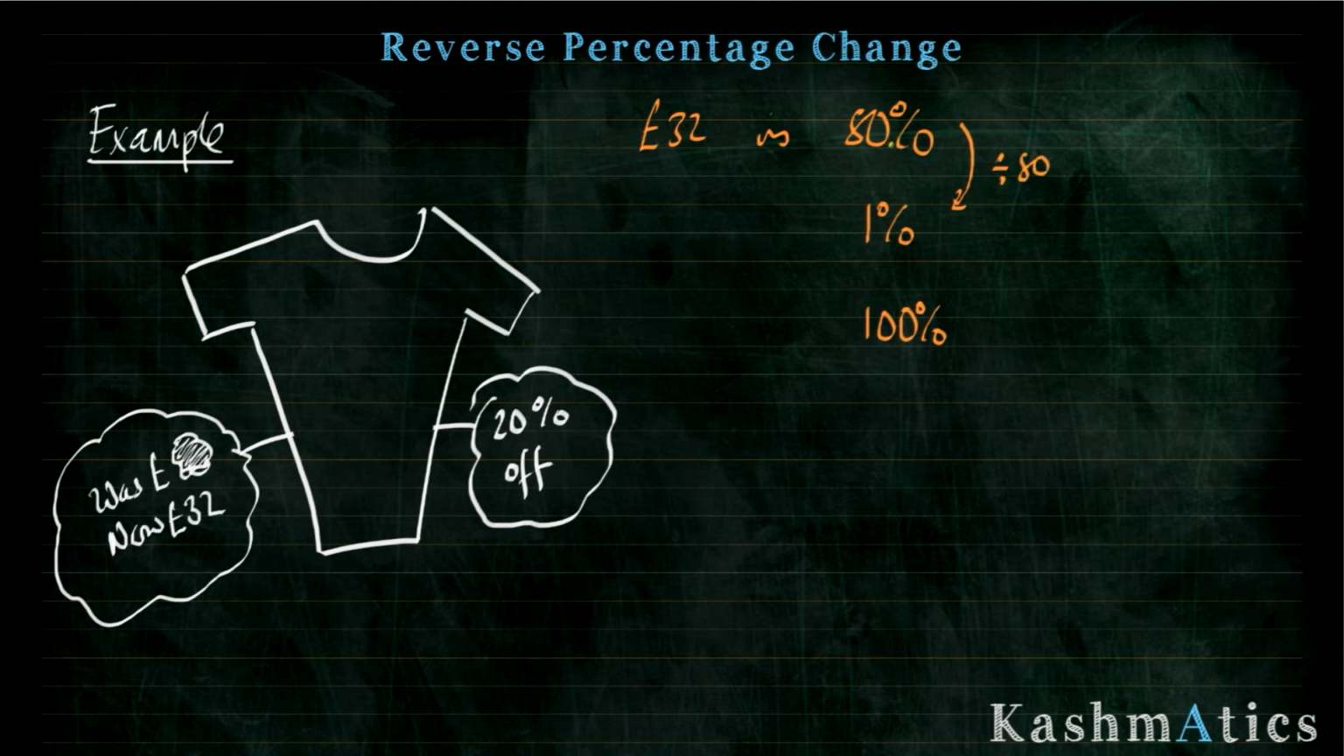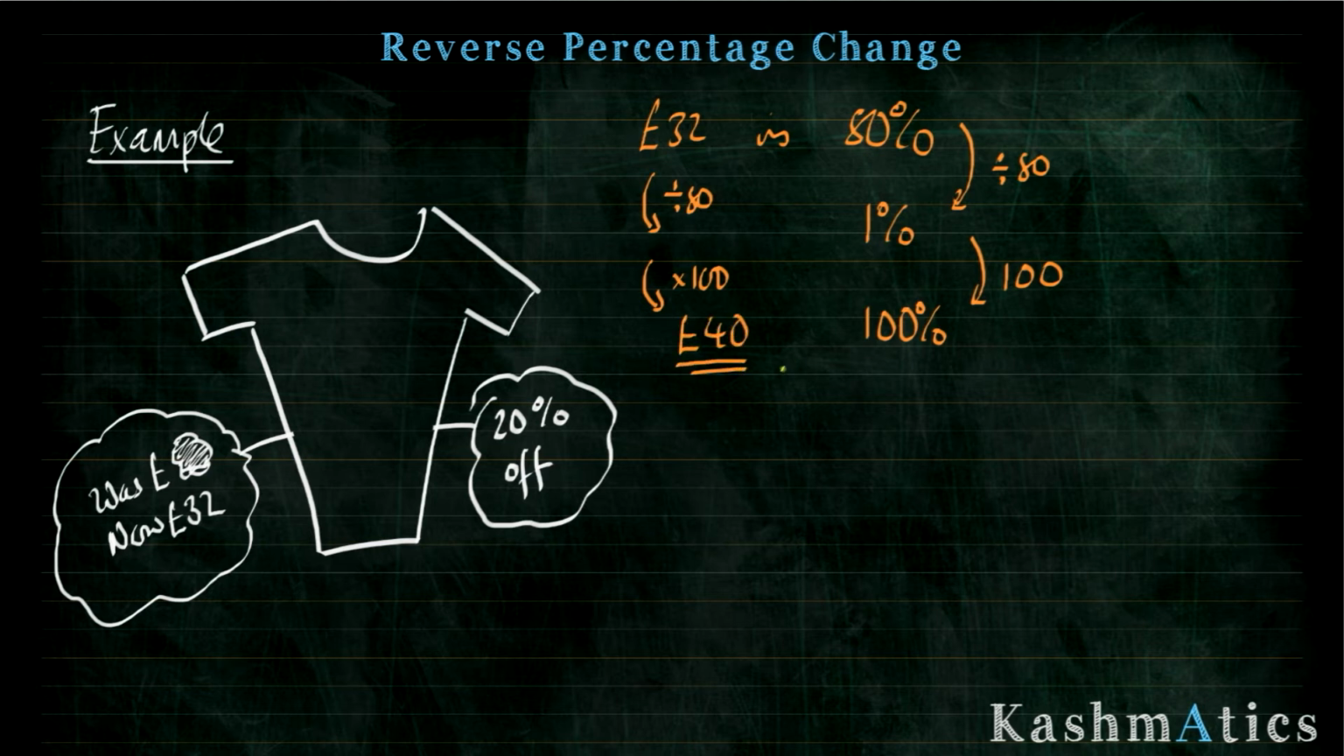So 80 divided by 80 will get me down to 1. And once you're down to 1%, you just need to multiply by 100 to get up to 100%. And I do exactly the same operations on this side. So I would divide by 80 and multiply by 100. And if I was to do that, I'd get £40.